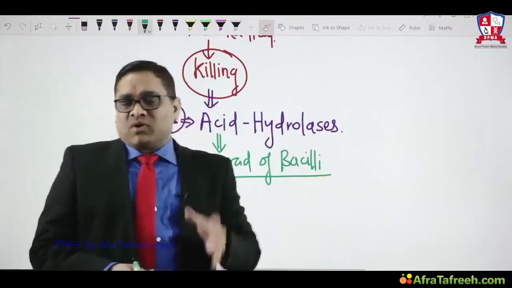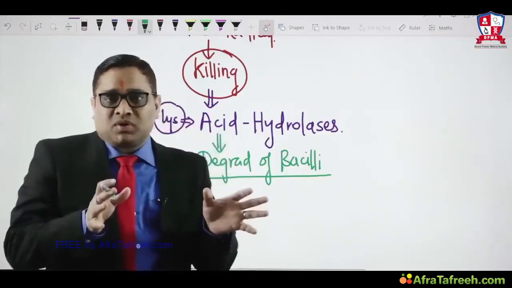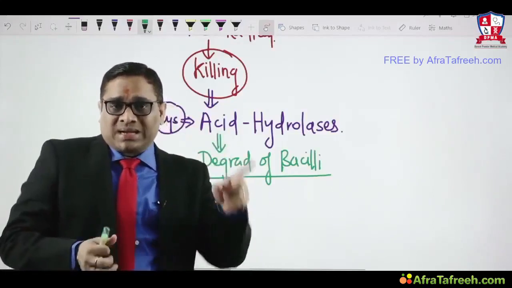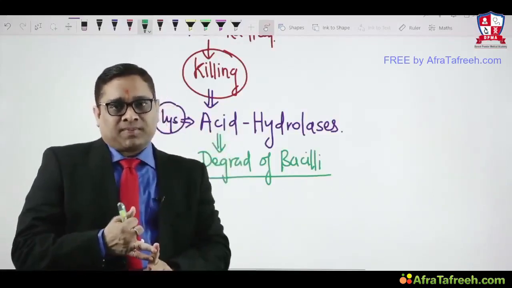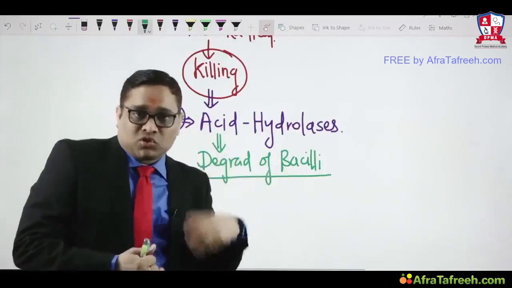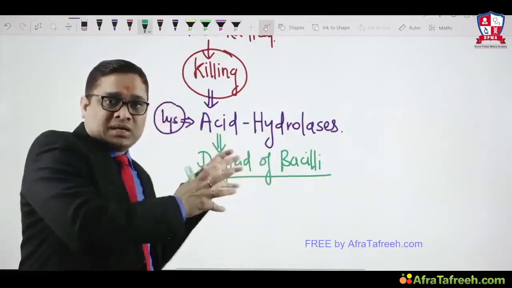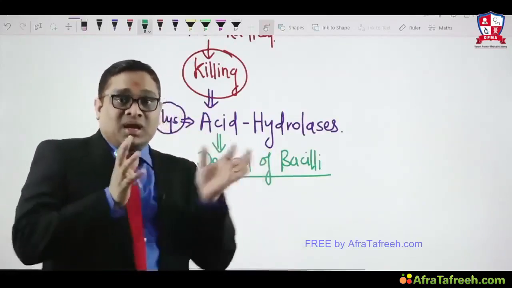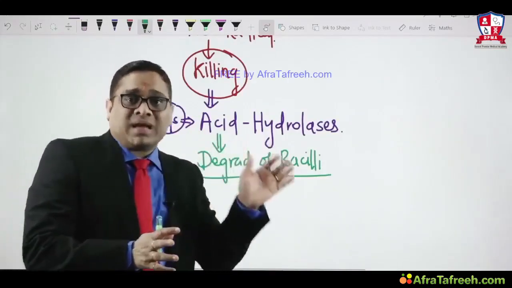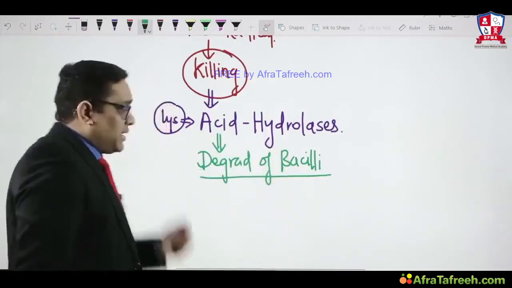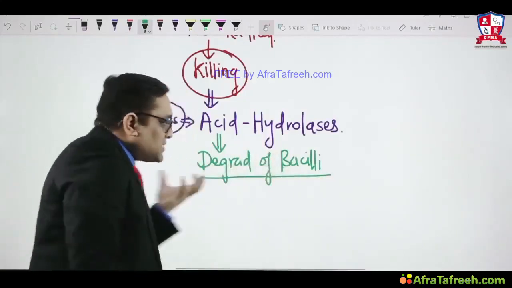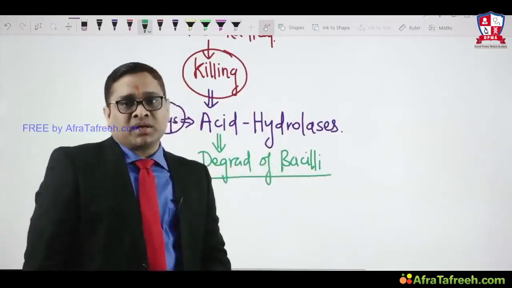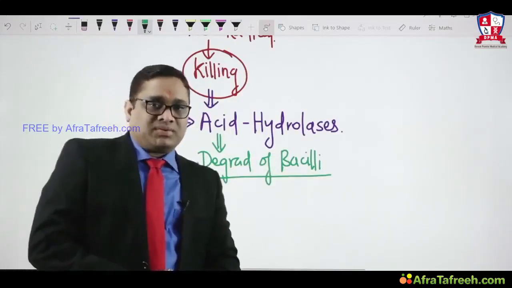So that is what I wanted to explain you. Three steps of the phagocytosis: recognition and attachment, recognition by opsonin, attachment with scavenger receptor, then engulfment with the help of pseudopod, and after that phagolysosome formation, which will help in killing and degradation. Killing is done by free radical produced by NADPH oxidase, and degradation of the dead body of the bacilli will be done by the acid hydrolases. So these are the important points we have to remember for phagocytosis.